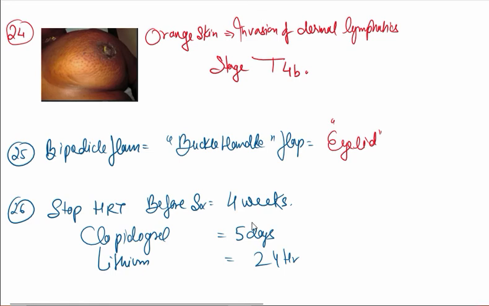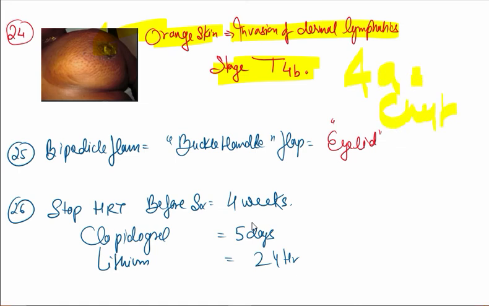Next image, this is an orange skin like appearance we see. This is of course one sign of carcinoma, invasion of dermal lymphatics in breast carcinoma, and this corresponds to stage 4B, and only stage 4A if this is mentioned. This is chest wall. Of course that does not include pectoralis major.